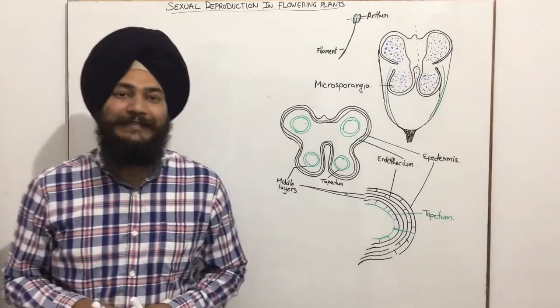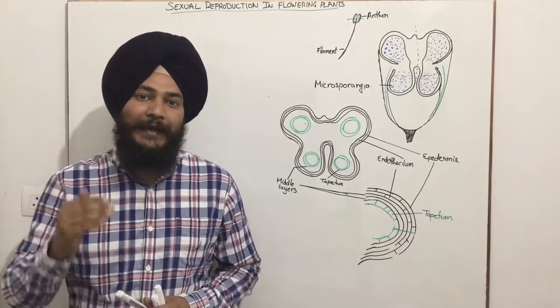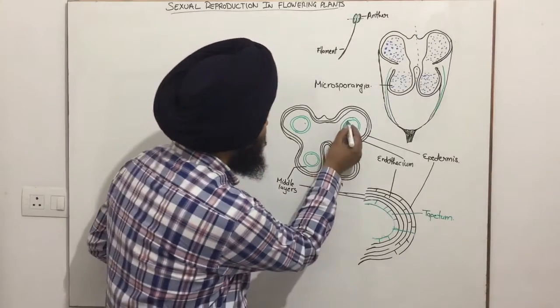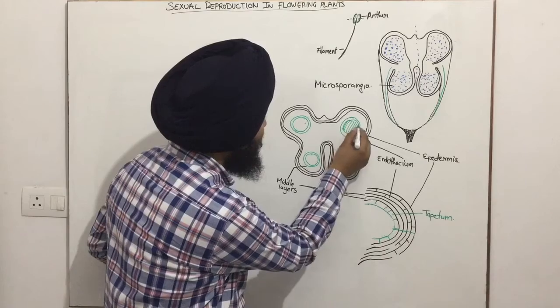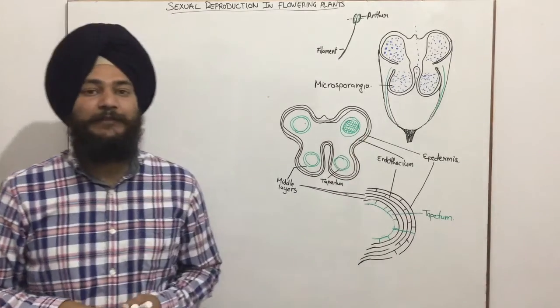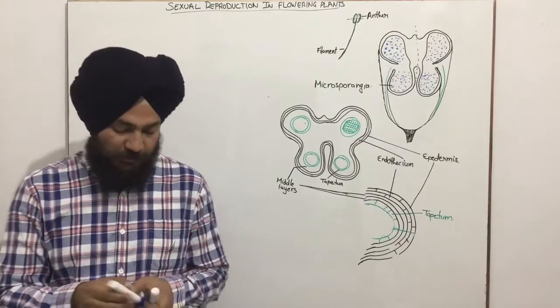So tapetum is the innermost layer, and inside the tapetum is the microsporangium. So this area here is the microsporangium, and microsporangium is made up of the sporogenous tissue.